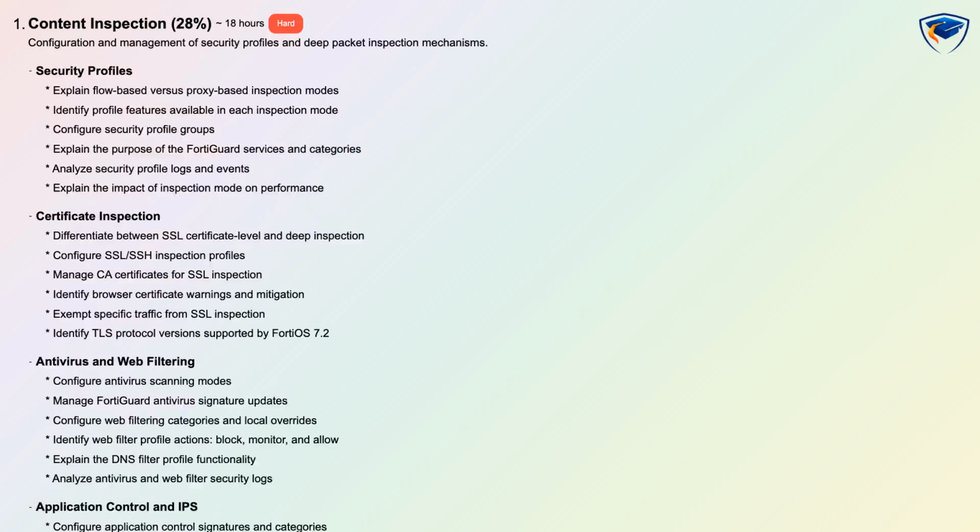Content inspection carries 28% of the exam and is rated hard with an estimated 18 hours of study and conceptual plus scenario-based assessment. You will learn to configure security profiles, understand flow-based versus proxy-based inspection modes, and build security profile groups while evaluating FortiGuard service categories and their impact. The syllabus also covers SSL and certificate inspection, antivirus and web filtering setup, application control and IPS configuration, and how to analyze logs, events, and performance implications of deep packet inspection.